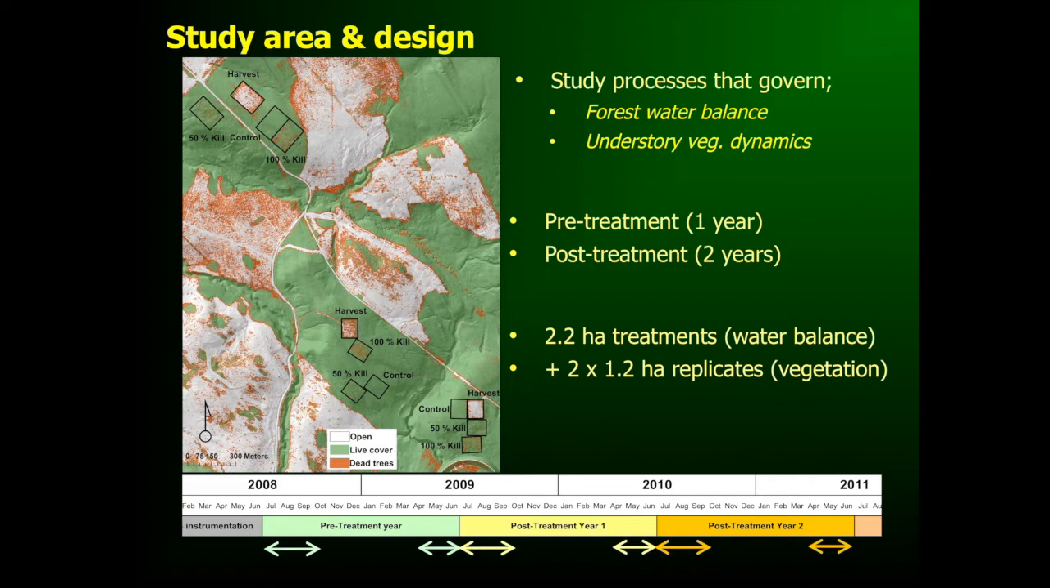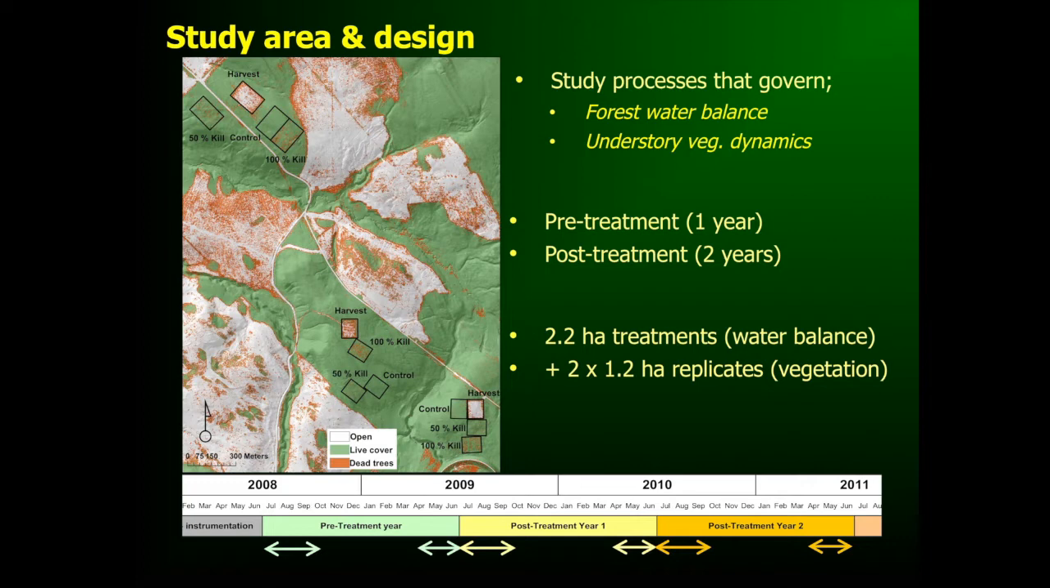We applied herbicide at an individual tree level to stands of trees, and so what we did was two different levels of herbicide application. One where all of the trees were killed, one where 50% of the trees were killed, and then we have a salvage comparison and a reference comparison.